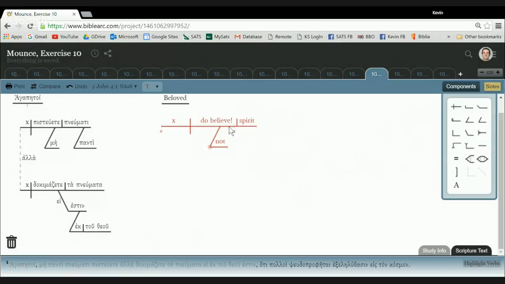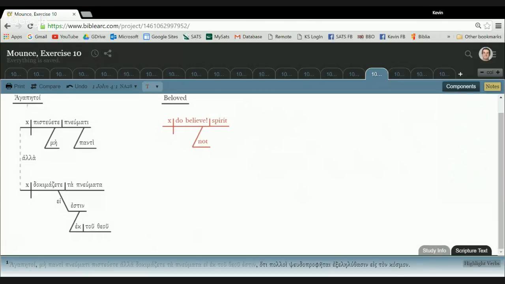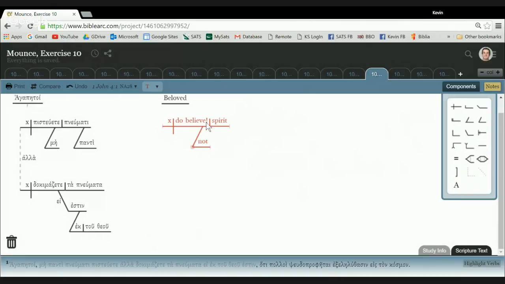Pneumati is actually the direct object, not the indirect object of pistuete. How would you know that? The only way to know it is to learn it. So if you hadn't learned it, you wouldn't know it, period. Okay. So far we've got do not believe, spirit, which one?